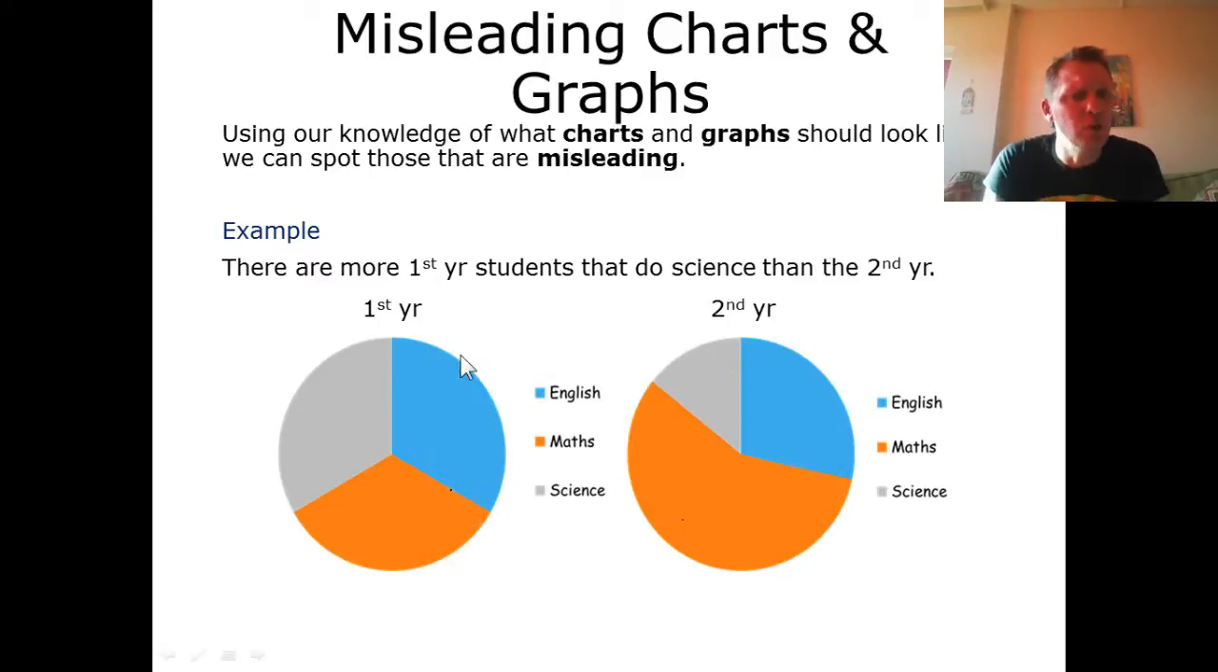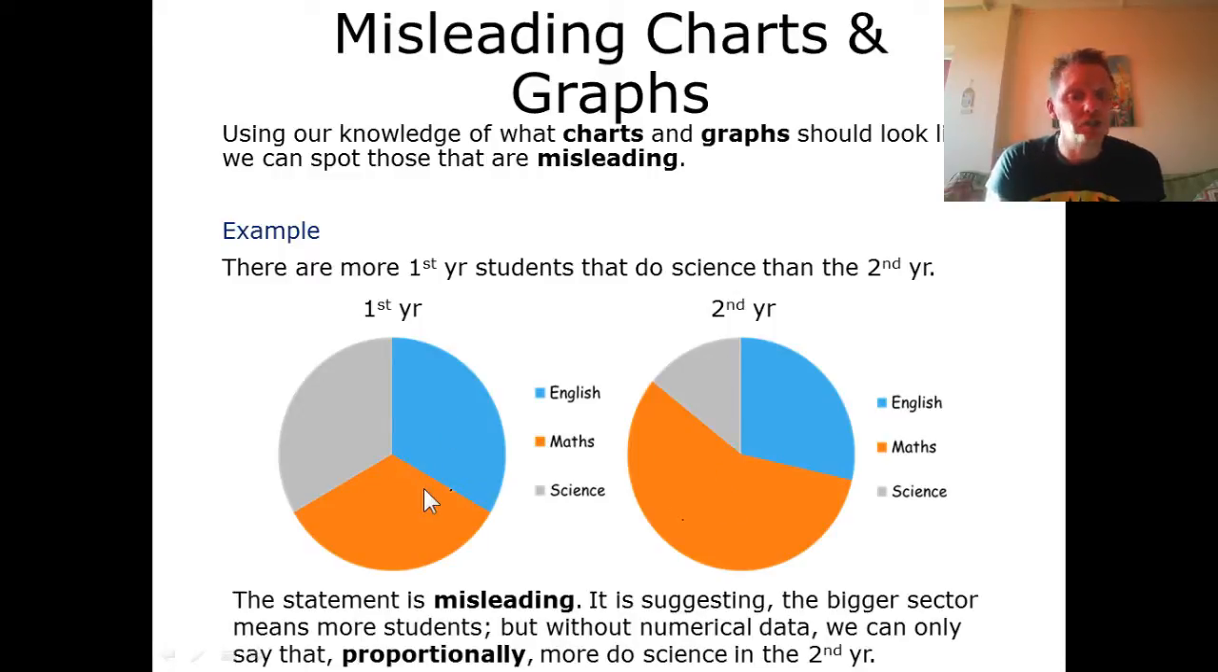So for our first example, we've got these two pie charts, and it suggests that more students do science in the first year than in the second year. Now, knowing our pie charts, we know that this isn't true because pie charts show proportion. We've got no raw data to deal with here, so we can say that proportionally or percentage-wise, more students do science in the first year than the second year.